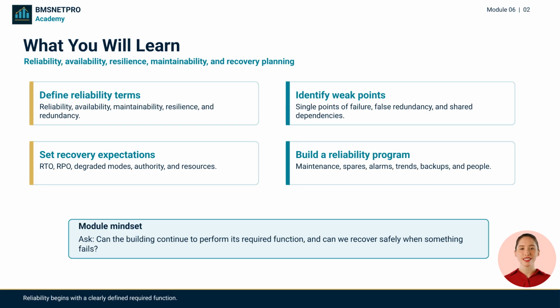By the end of this lesson, learners should be able to explain reliability terms, identify weak points in BAS infrastructure, define recovery objectives, and connect maintenance, spares, alarms, data, and training into one operational reliability program.